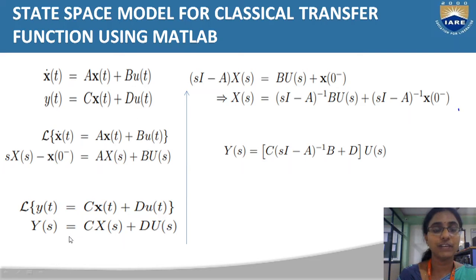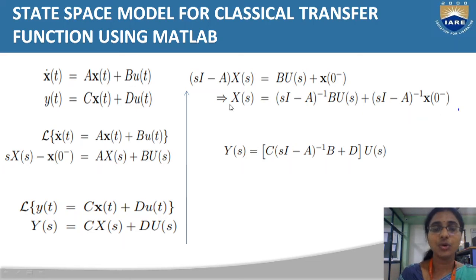For the output equation also, if we apply the Laplace transform, this is the final equation we get: Y of s is equal to C X of s plus D U of s. And in the state equation, we have X of s, so I have taken X of s as common here. So X of s is equal to (sI minus A) inverse B U of s. If we send this term to the other side, it becomes the inverse. This is the initial term, which will be neglected.